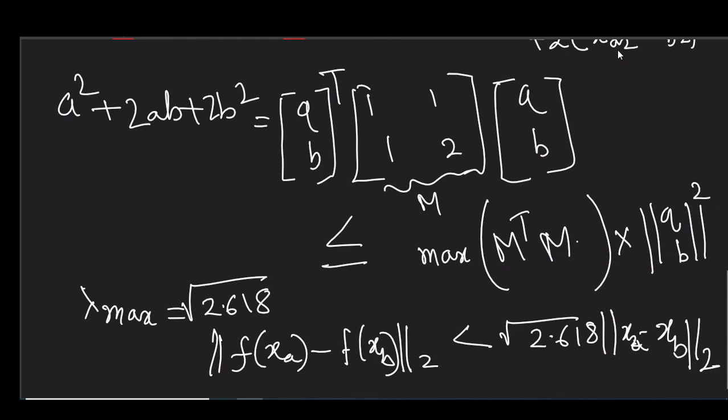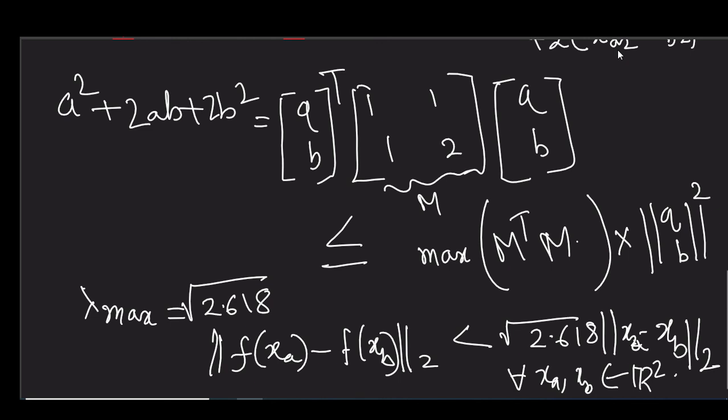right, for all xa, xb belongs to R square. Actually, this is a property we have used. If you see this M, this is a positive semi-definite matrix, and this positive semi-definite symmetric matrix is always upper bounded by its maximum eigenvalue.